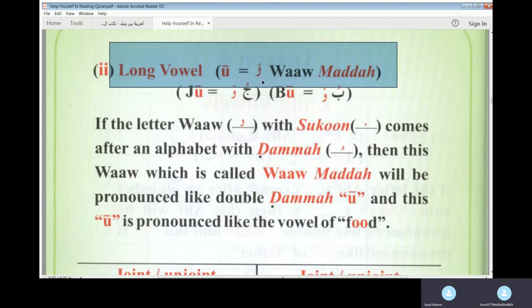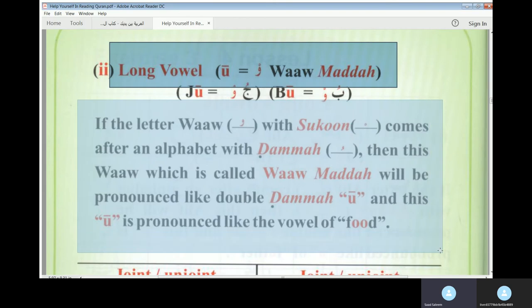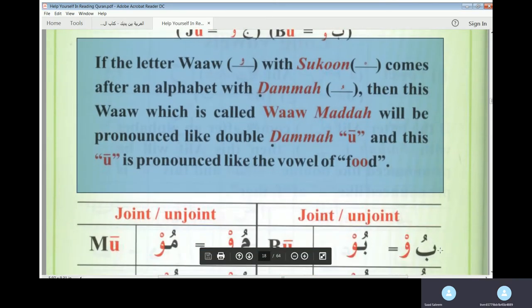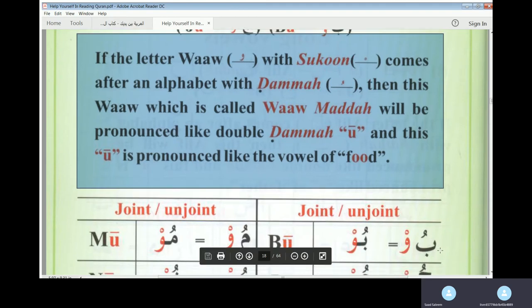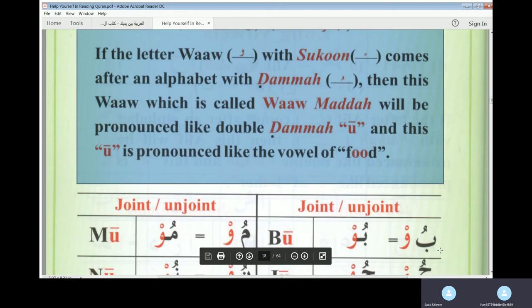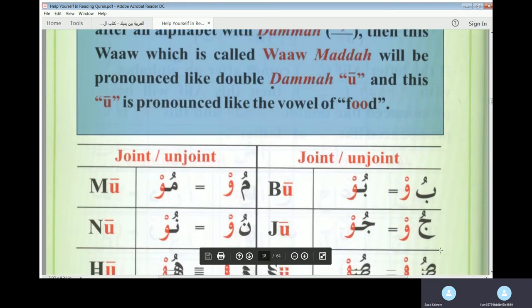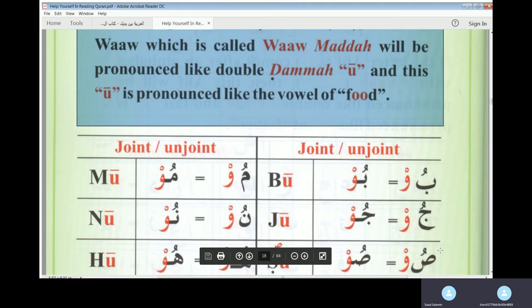Long vowel, wow madda. If the wow with sukoon comes after an alphabet with doma, then this wow, which is called wow madda, will be pronounced like double doma, oo. And this U is pronounced like the vowel of food.